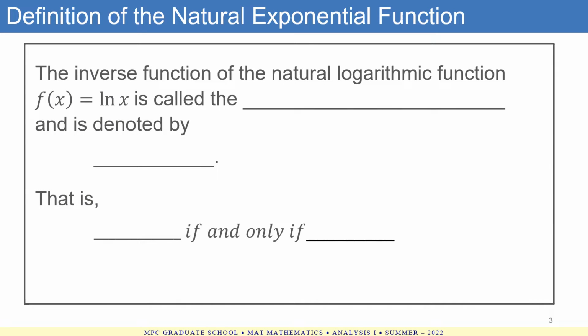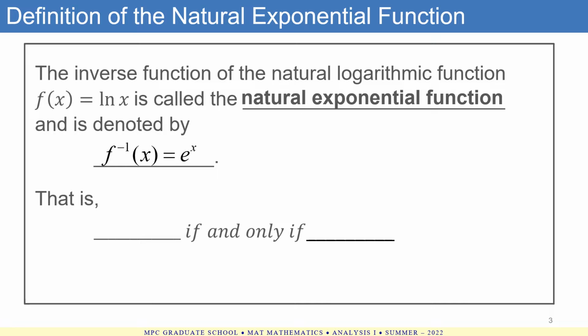Let us define first what is natural exponential function. The inverse function of the natural logarithmic function f of x is equal to ln of x is called the natural exponential function and is denoted by f inverse of x is equal to e raised to x. That is, y is equal to e raised to x if and only if x is equal to ln of y.